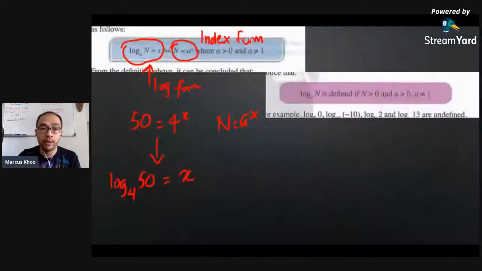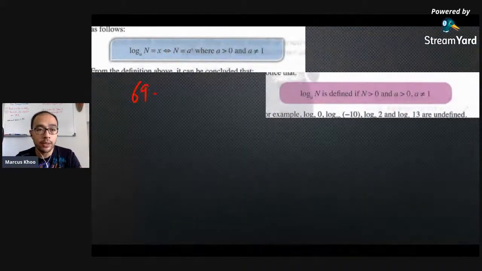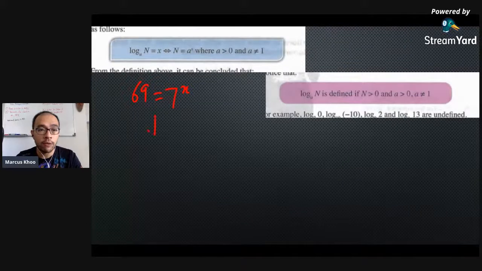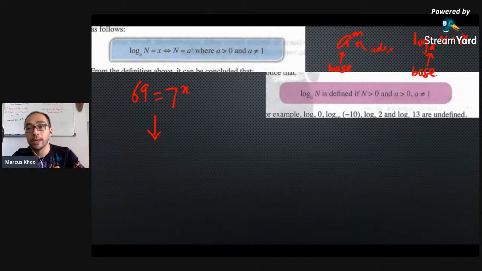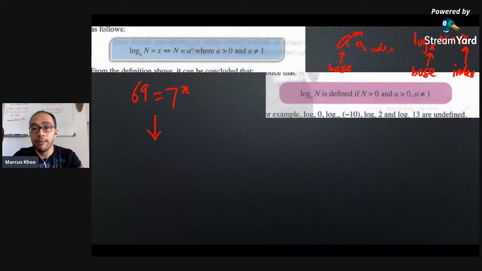Let's take another example. 69 equals 7 to the power of x. Changing it to log form. Remember, when we were talking about index last time, a to the power m, this is known as the base, and this is known as the index. Now, in log form, log a n equals x, we find that the base now becomes the log base. The base of the index is also the base of the log, and the index now has become the number. Same thing. So you need to know this relationship, that the base still remains the same.